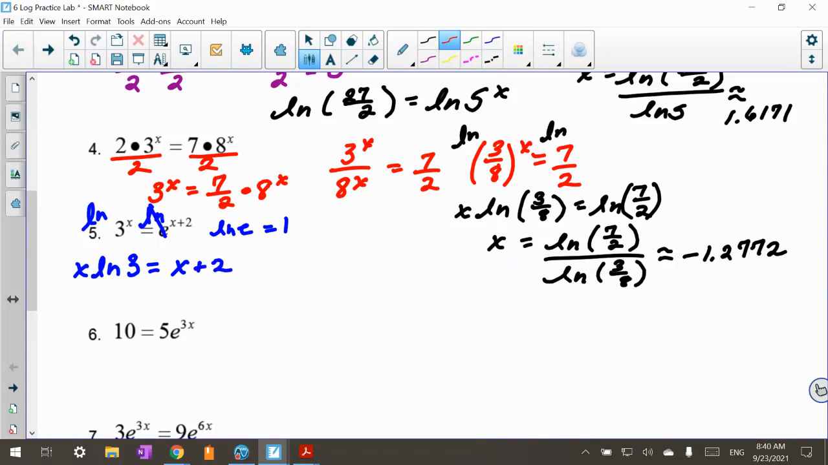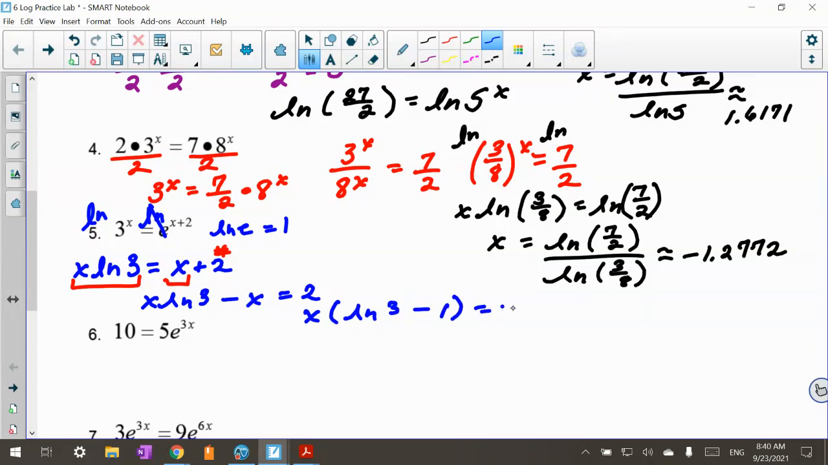Now, this is what I always do. This term has an x in it. This term has an x in it. This is a number, okay? I want to isolate my x's on one side. So what I'm going to do is I'm going to subtract the x. So I have x natural log of 3 minus x equals 2, okay? And then what I'm going to do is, because both these terms have an x in it, I'm going to factor the x out. So when I do, I have x times the natural log of 3 minus 1 equals 2.